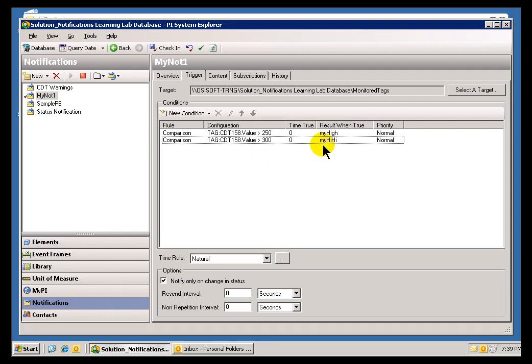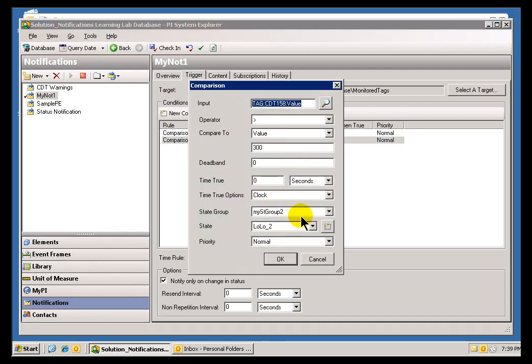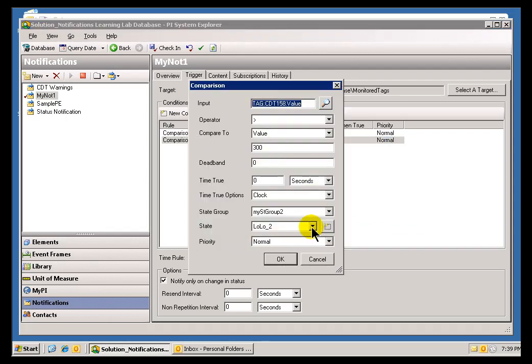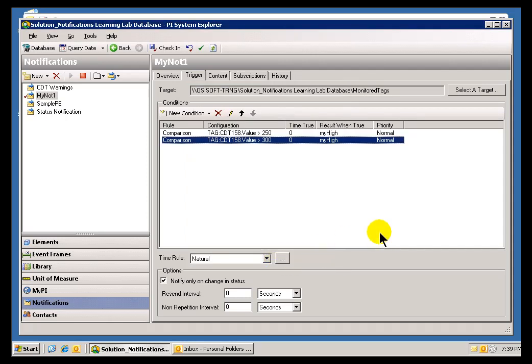Now, what if both of them were exactly the same? What if neither of these were configured for a specific group, or they were both configured for the same one? Let me change this. This is currently a my high. Let's change this to this state group right here. There we go. Now they're the same.